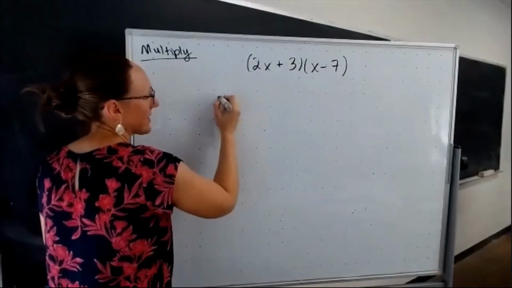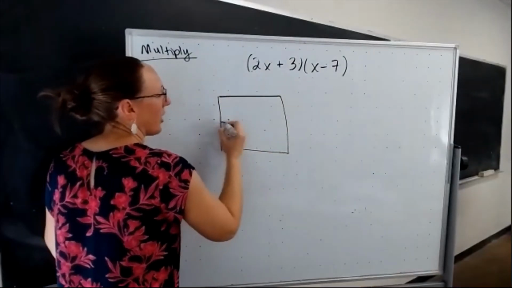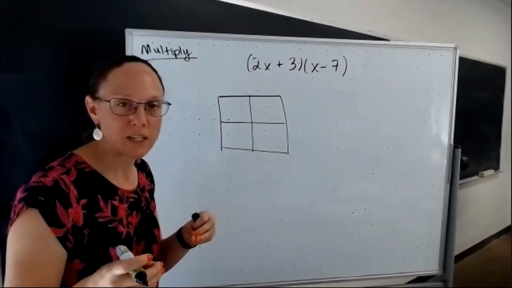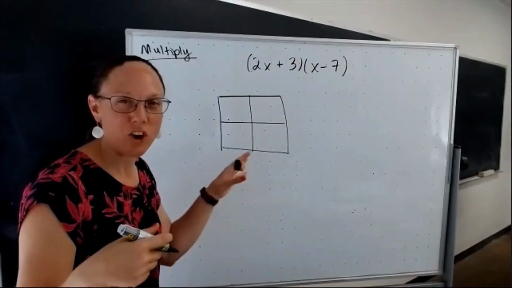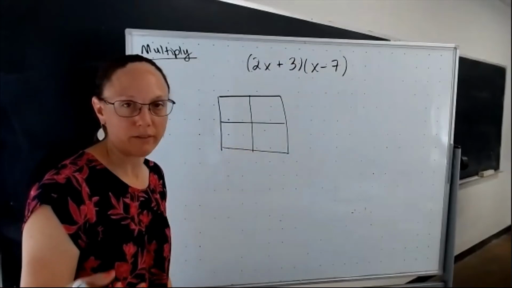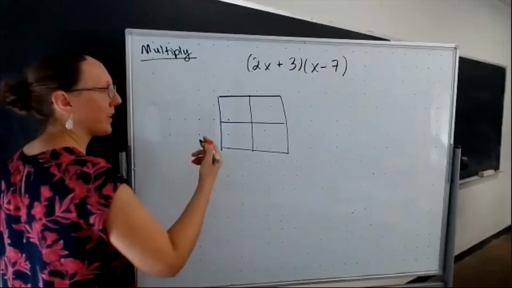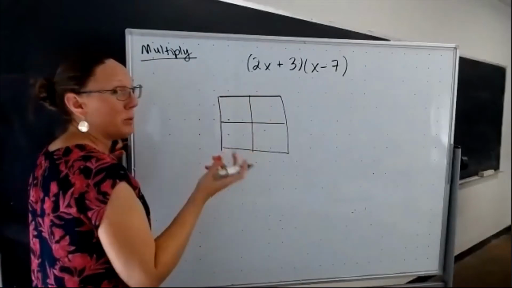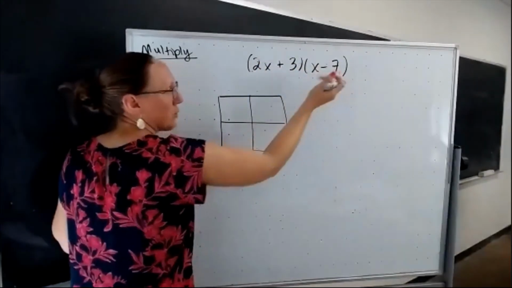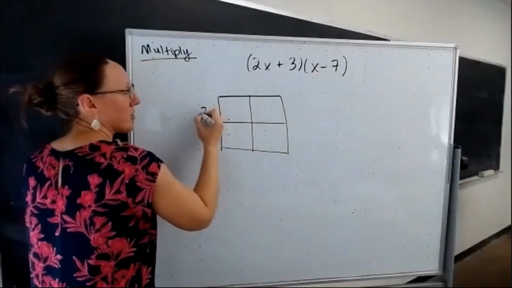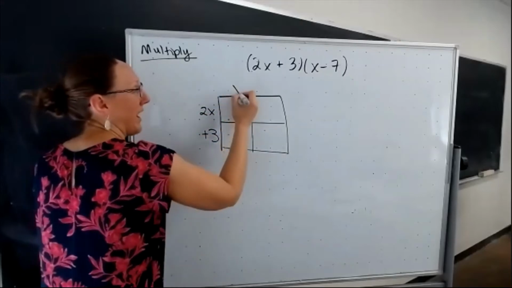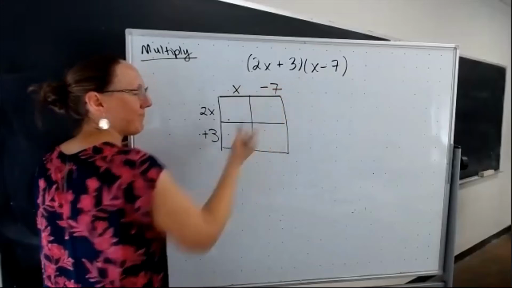And my box is going to be, oh, actually box is probably a bad word. Box is a three-dimensional object. I think that's why they switched to calling it lattice. It's just lattice is not a word that people use every day. So this is a 2x2 lattice because I have two terms here by two terms here. So I'm going to write the terms together. I've got a 2x, a positive 3, an x, and a -7.